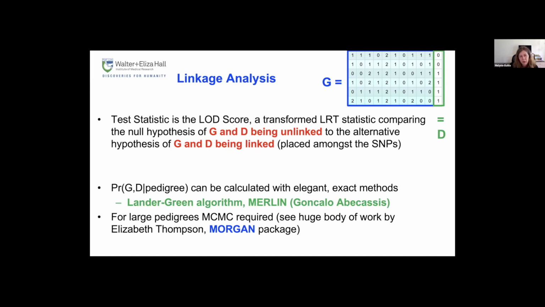And we still use this program to this day. If the pedigree is very large, then you have to jump to a Bayesian Markov chain Monte Carlo technology setup. And the huge body of work of Elizabeth Thompson, who's also a very famous statistical geneticist, now retired, her life's work is embedded in this package called Morgan, which you can Google both of these and download very easily.